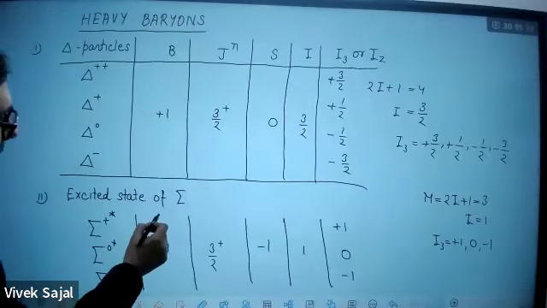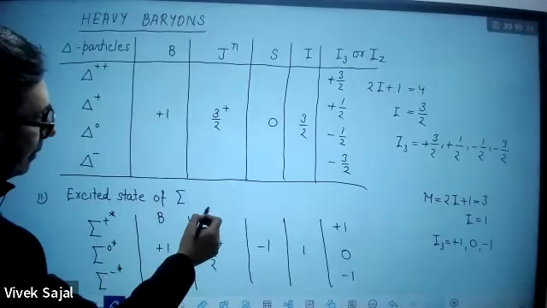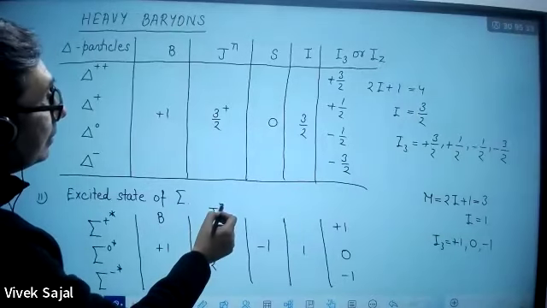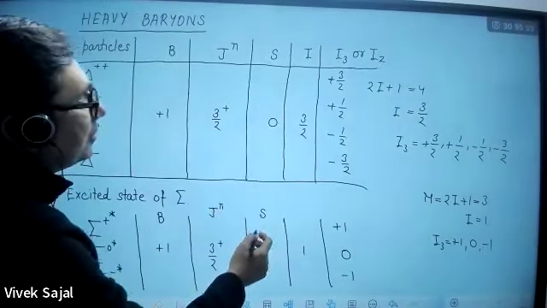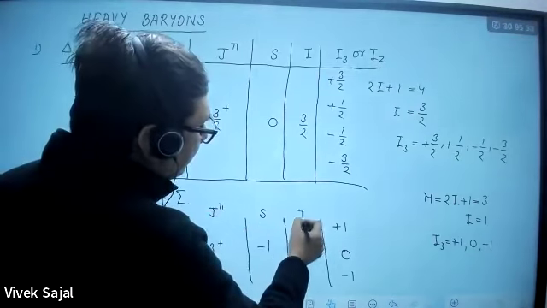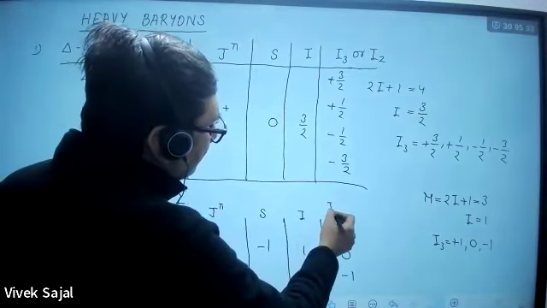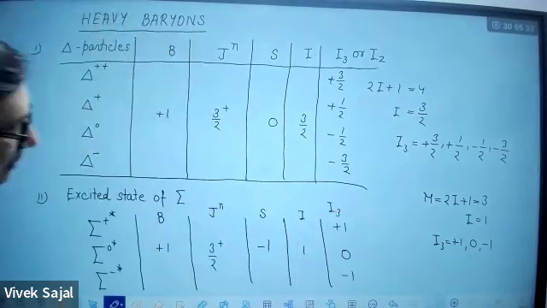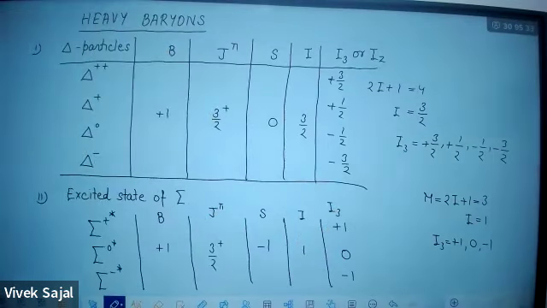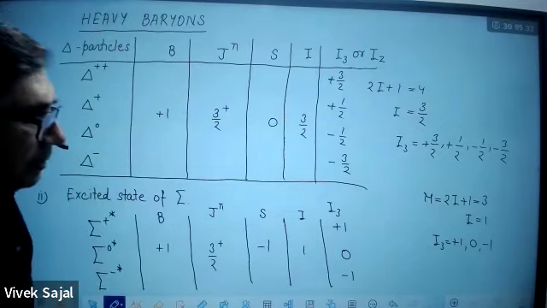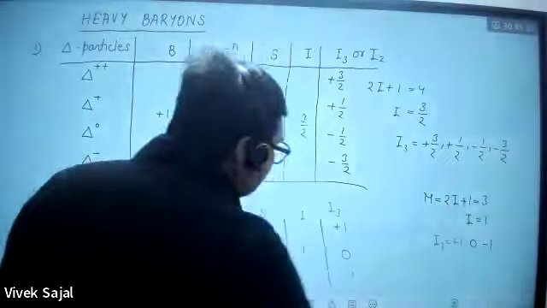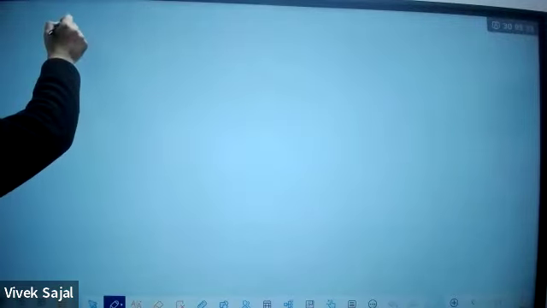So what is this? This is B, if you want to write. This is J pi. This is the strangeness number. I number is here and this is I3. So these are the excited states of sigma. Similarly, you have excited states of cascade particles. Next is excited states of cascade.